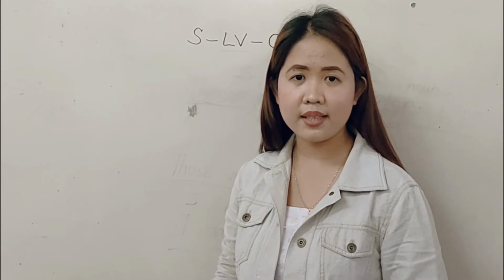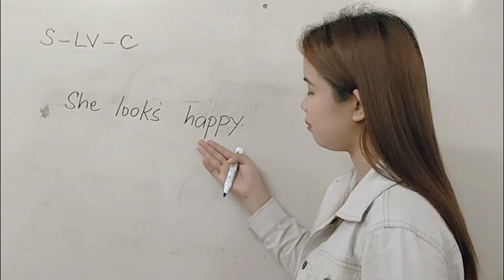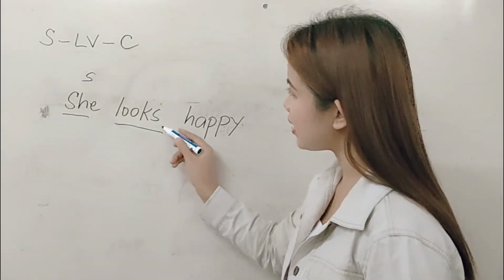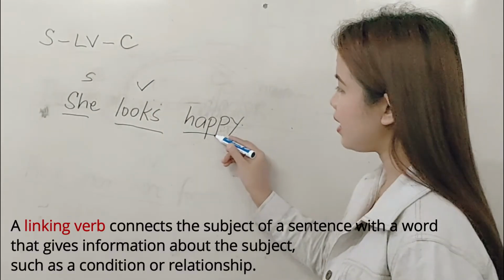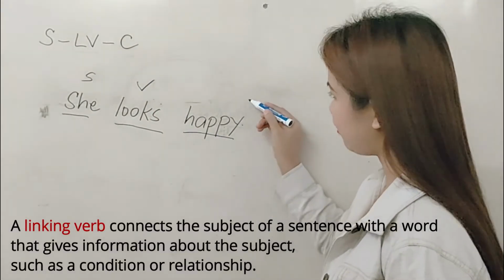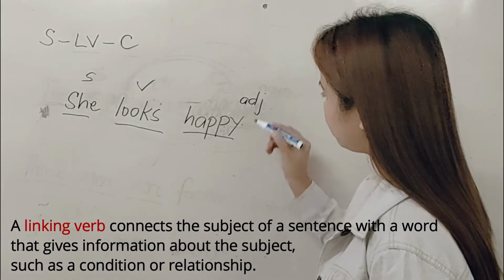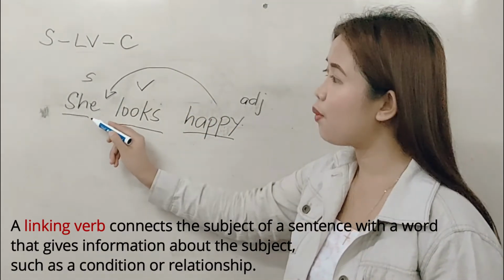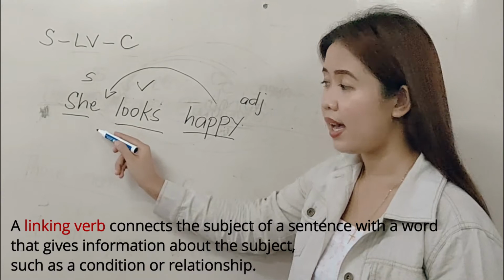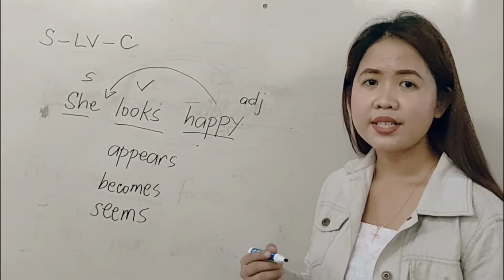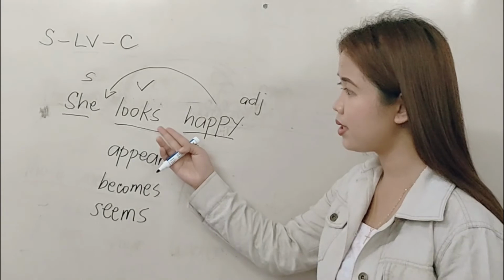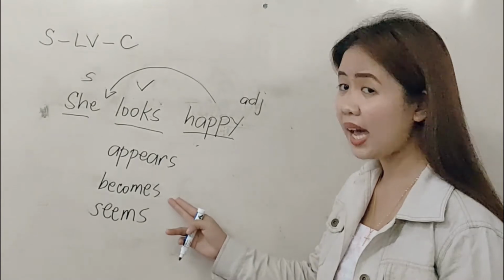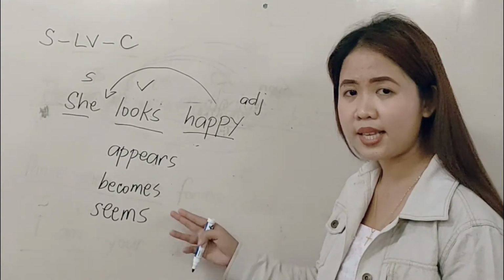Let's use them in a sentence. She looks happy. She is the subject. Looks is the verb. Happy functions as an adjective. Who is happy? She. And how are we going to describe she? Happy. Aside from the linking verb looks, we can also use the linking verbs appears, becomes, and seems in a sentence.